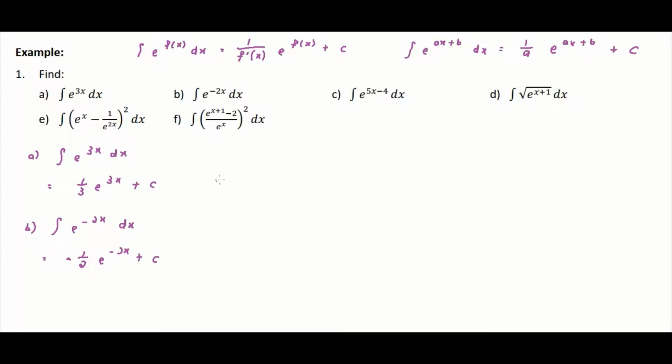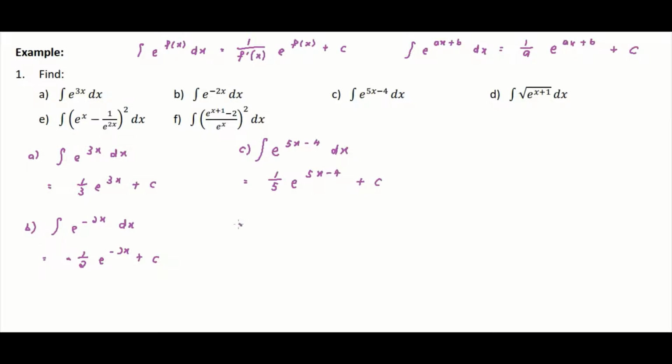All right, let's move on to c. Same thing as well: e to the power of 5x minus 4 dx. When you integrate it, the function is 5x minus 4. When you differentiate, you get 5. So divide by it: 1 over 5 e to the power of 5x minus 4 plus c.